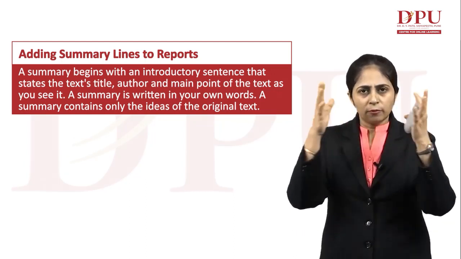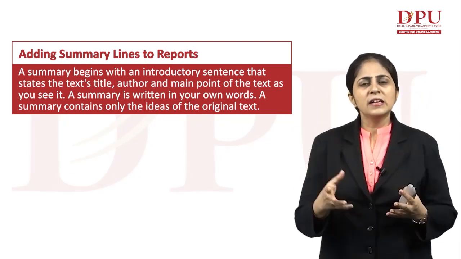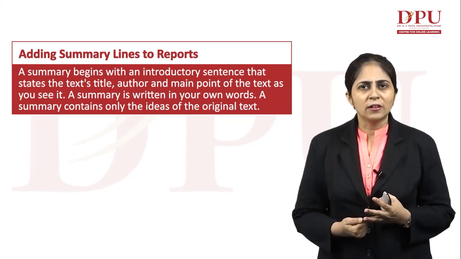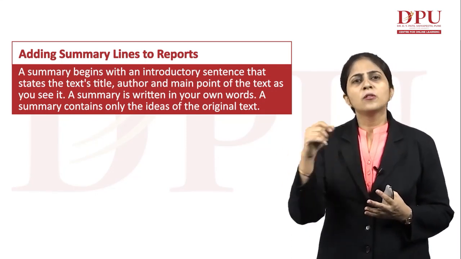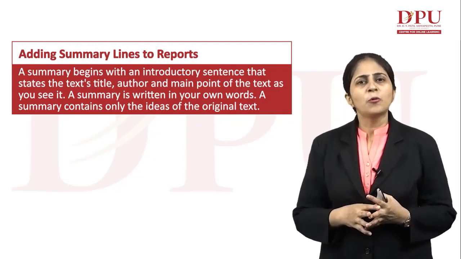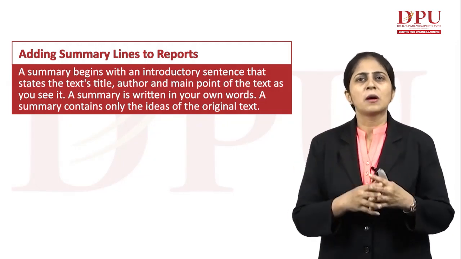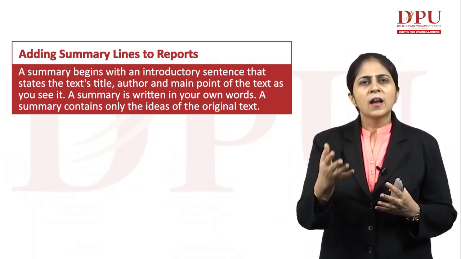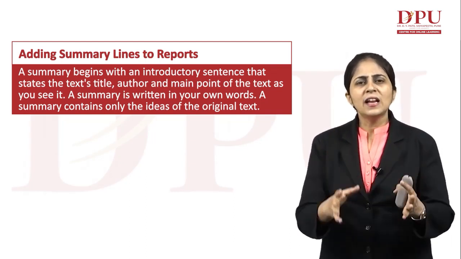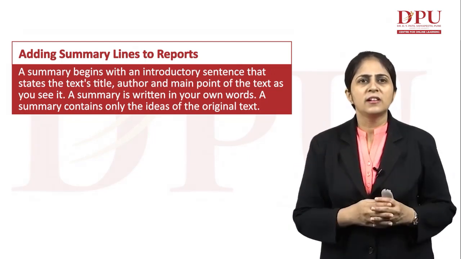If you have written some article, you want to put some summary of it. So what can you do? You can write down the text title, its author and the main point of the text. So that is what a summary is. A summary is written in your own words. A summary contains only the ideas of the original text.